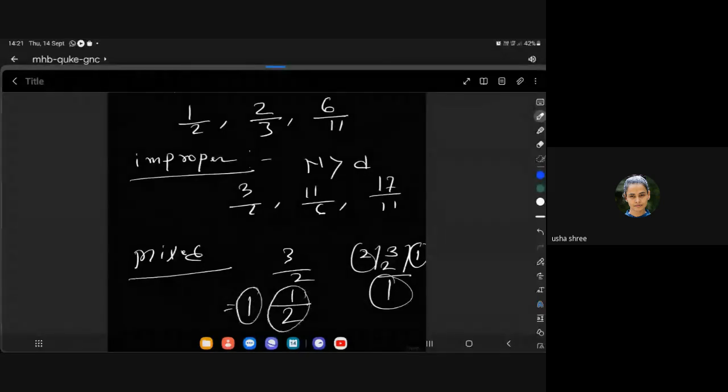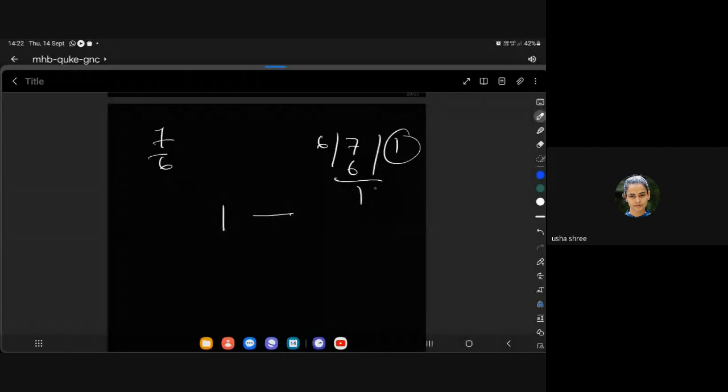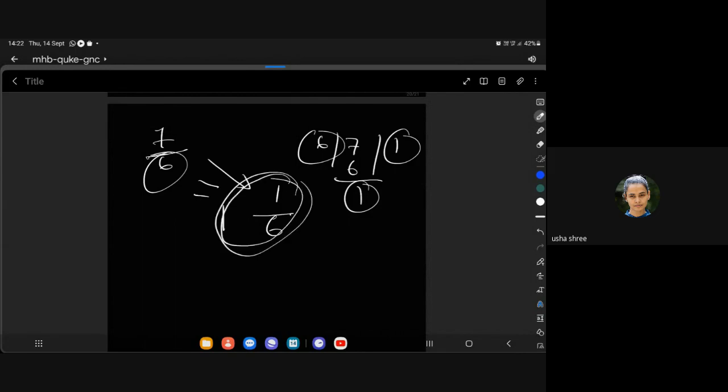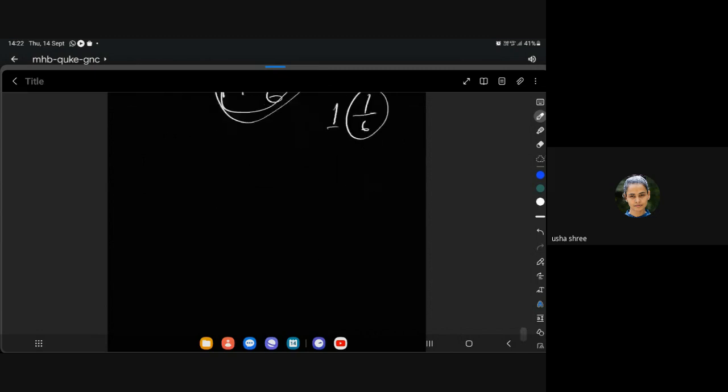Similarly, 7 by 6. The full number 1 will come here, then 6 will come down there as the denominator, and the remainder 1 will come up here. So 1 and 1 by 6, and these are the same. So an improper fraction can be represented as mixed fraction also. Mixed fraction is the combination of a whole number and a proper fraction. These are the 4 types of fractions we are having.